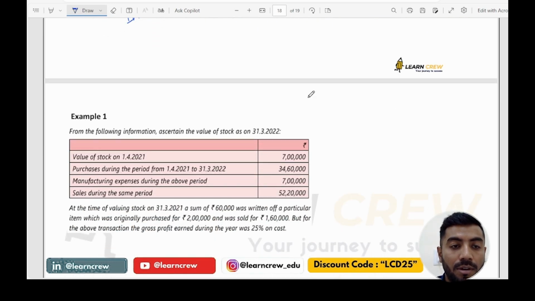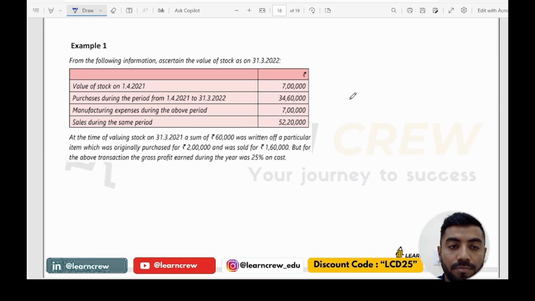Done. Now coming to example question 1. We have discussed a lot of topics, so we'll do one example question so that we'll be clear with the topic. So what do we have in the question? On the following information, ascertain the value of stock as on 31st March. We're asked for the value of the stock as on 31st March. Opening stock as on 1/4 is given.